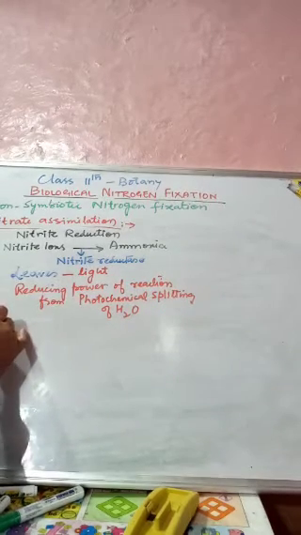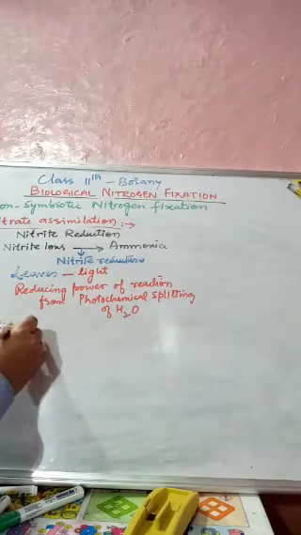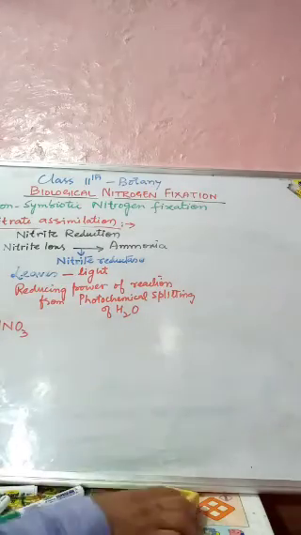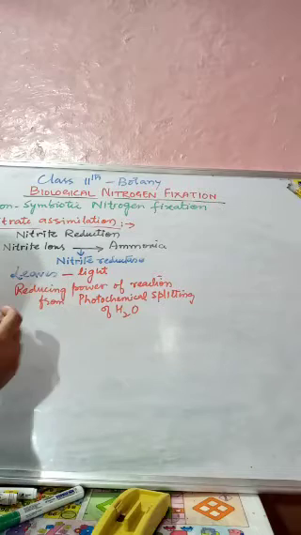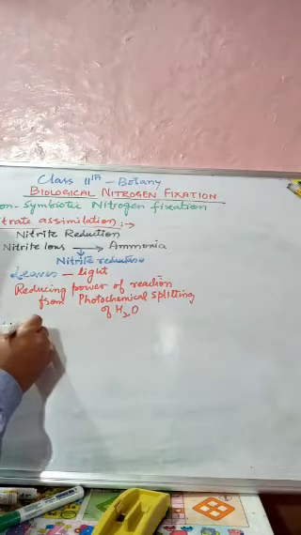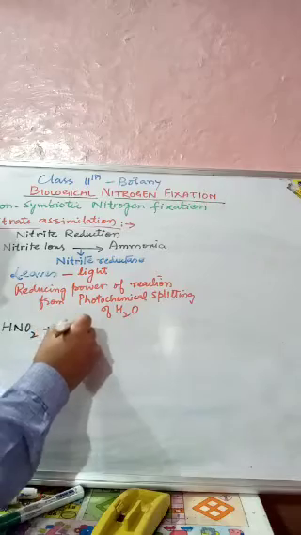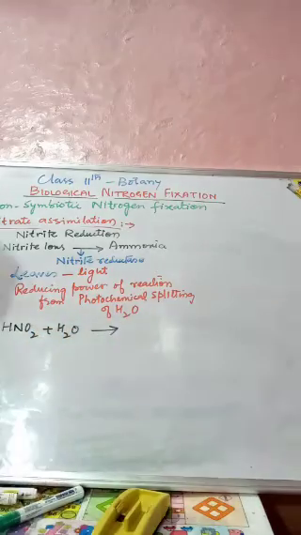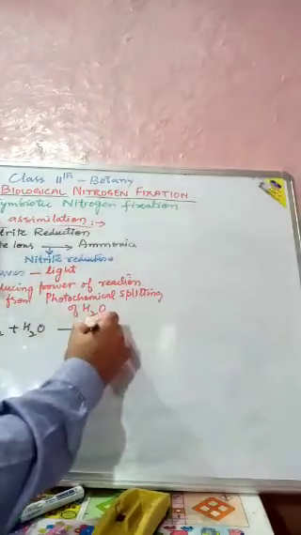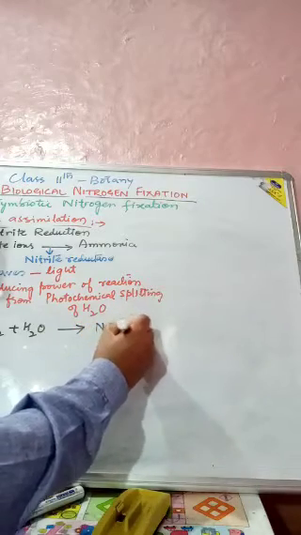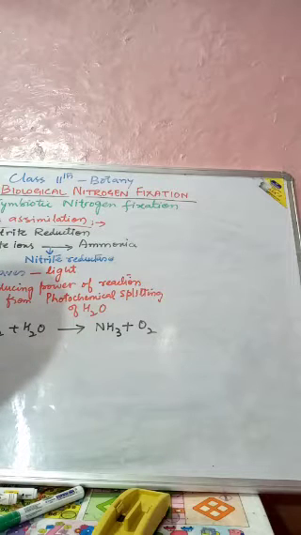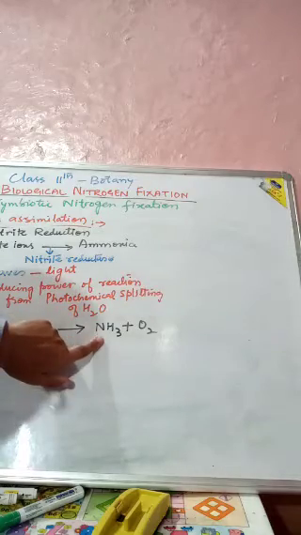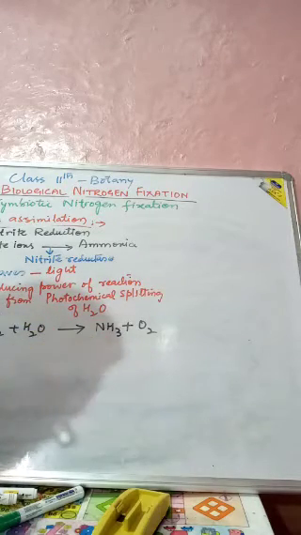So if we write the reaction, HNO2 plus H2O gives us ammonia, NH3, plus oxygen. So this nitrite ion HNO2 plus water gets converted into ammonia and oxygen.